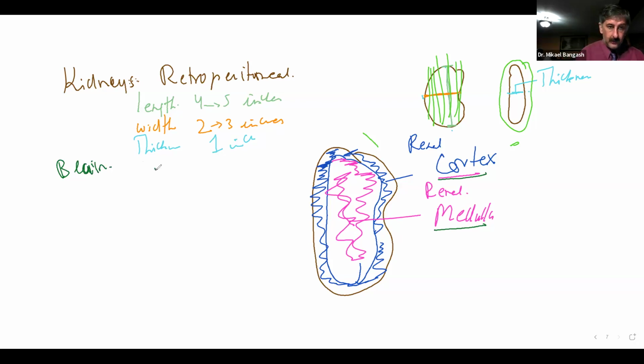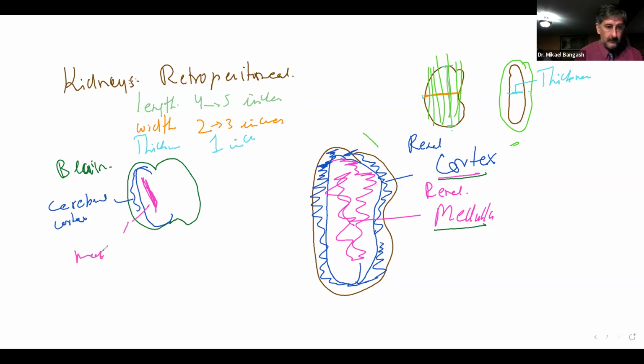If we say brain or cerebrum, that's okay. Outermost will be the cerebral cortex, and inner will be medulla. Or in this case, we can say cerebral medulla. But this arrangement of cortex and medulla is also found in the brain.